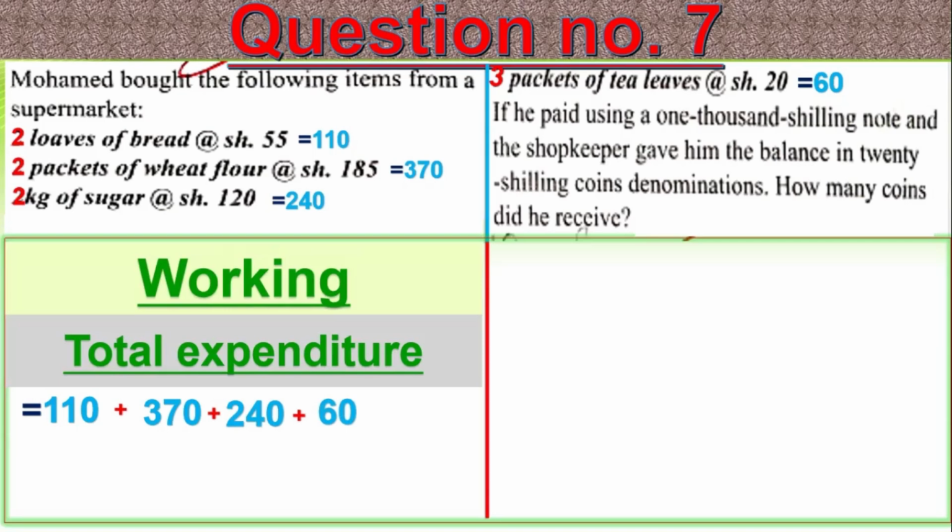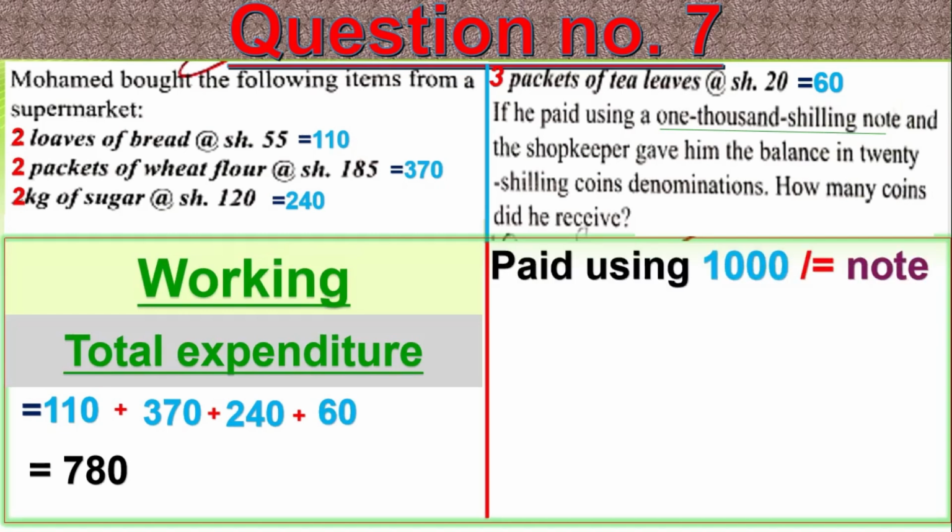And this gives us, you can use your calculator or pause it to continue. This gives us 780 shillings. Now, let's go to the question. If he paid using a 1,000 shilling note, so to get the balance, we are going to take away the expenses. That was what was spent. So 1,000 take away 780, and then that will be the balance. So this gives us 220.